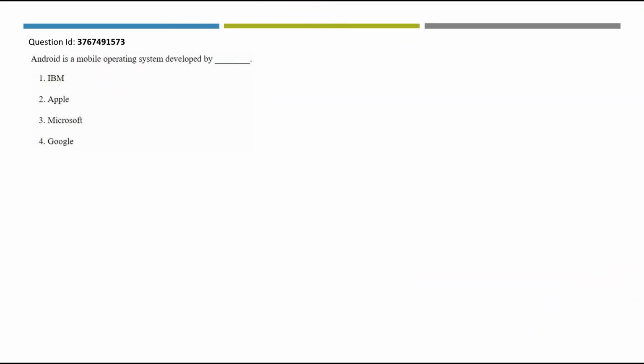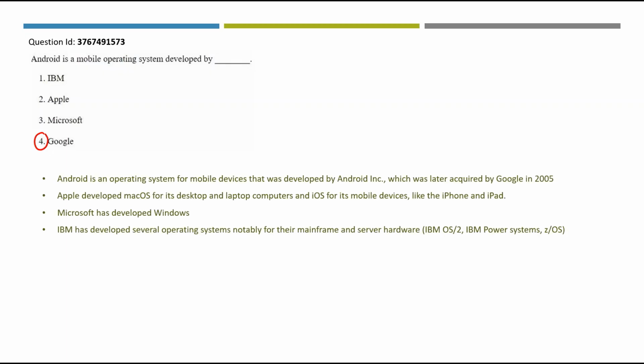Next question. Android is a mobile operating system developed by... Option number 4, Google will be the right answer. Android is an operating system for mobile devices that was developed by Android Inc., which was later acquired by Google in 2005. Apple developed Mac OS for its desktop and laptop computers, and the mobile device OS will be iOS.